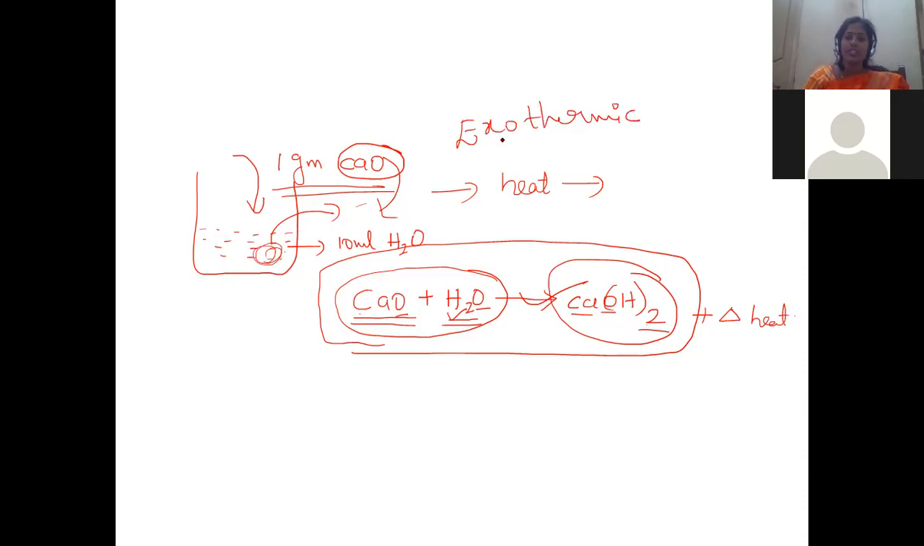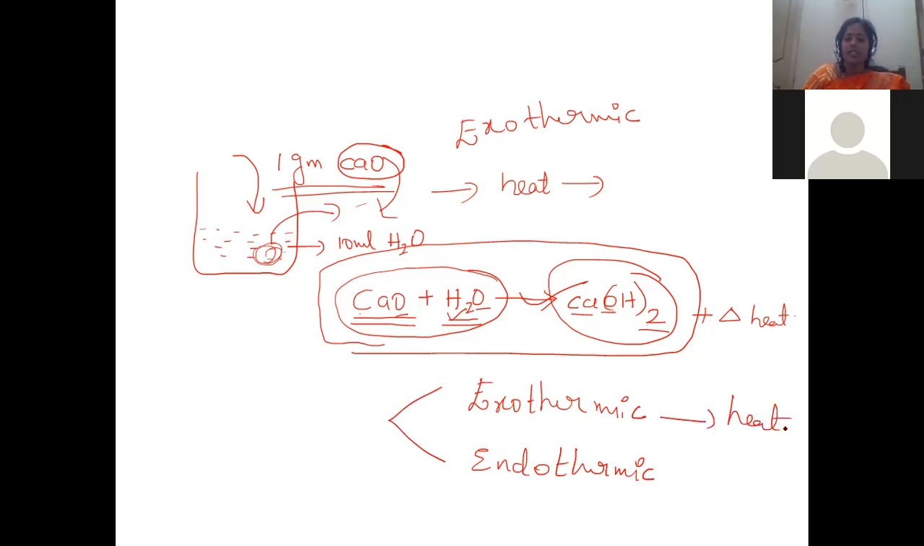Based on heat transformations, you can classify the reactions into 2 types. One is called exothermic reaction, and the second is called endothermic reaction. Whenever heat is evolved within the process, it is called exothermic. When heat is absorbed within the reaction, it is called endothermic. During the formation of calcium hydroxide, heat is liberated. That is called the exothermic reaction.